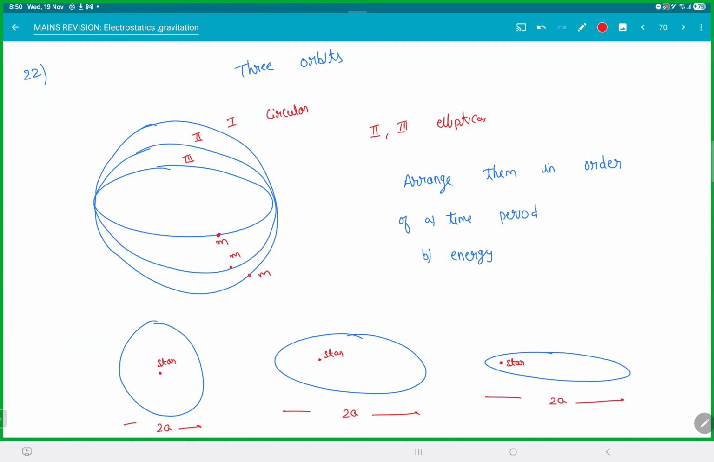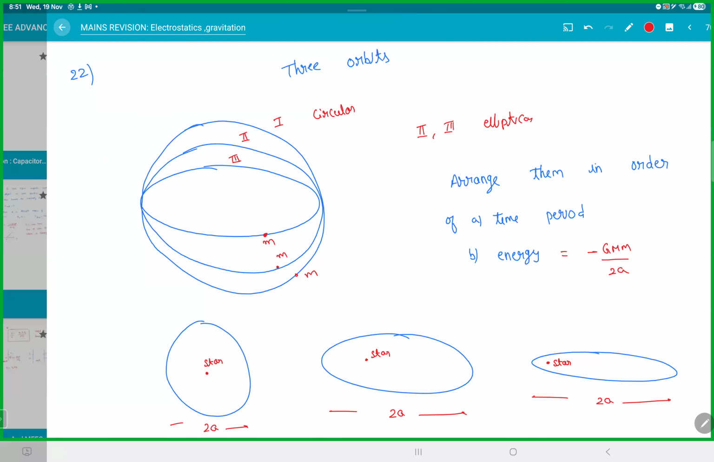This is a result you should remember. Answer is same. Anyone remember the energy formula actually? Energy of an elliptical orbit is minus GMm by 2a, where 2a is the length of the major axis. Its proof we did in the gravitation notes. You can check it out.